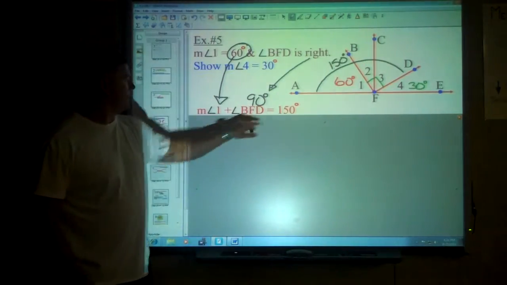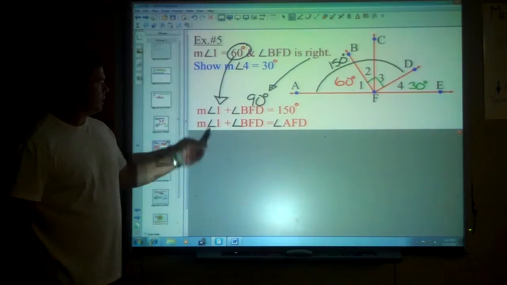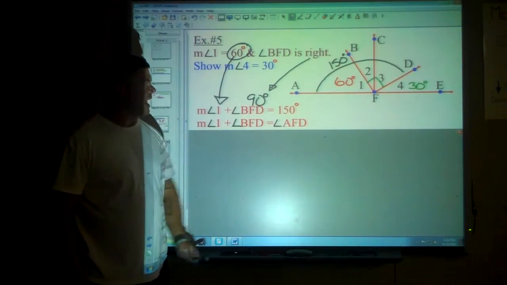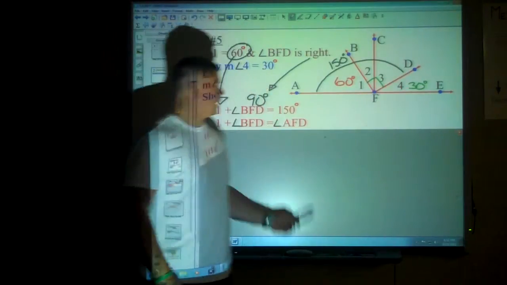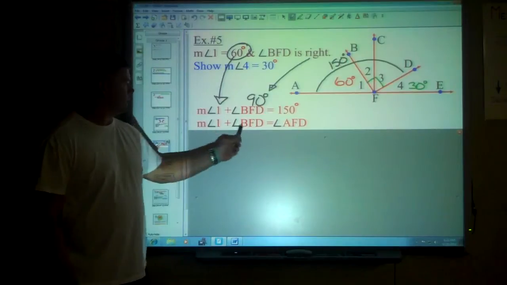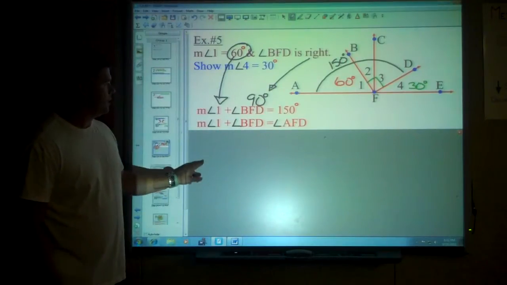We figured that out right here, which is the same idea as the measure of angle 1 plus the measure of angle BFD equals angle AFD, A to F to D. And that's just angle addition postulate. If you add two angles together, it'll make the third angle.